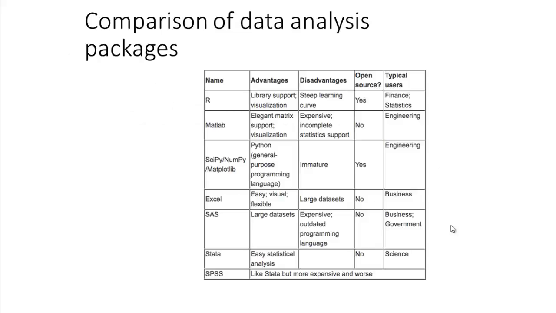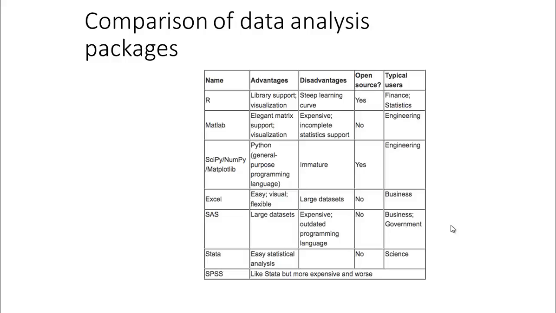Now a comparison. I've picked this up from one of the literature. It gives not a very detailed view, but quick advantages, disadvantages, availability, and who the typical users are. But the typical users are not limited to this table. This is just an indicative table.